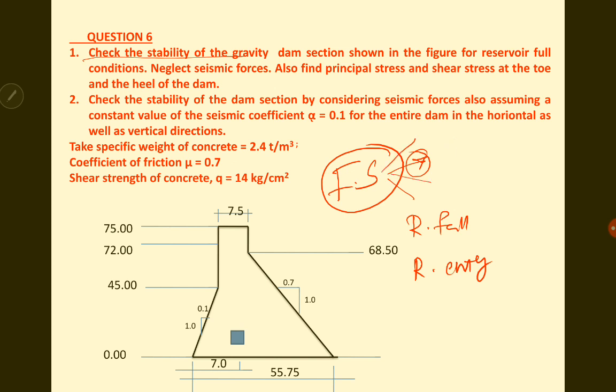You may be remembering there were 4 causes of failure, right? So you have to check for all the 4 causes of failure, and for the 2 conditions, that is reservoir full and reservoir empty, then only you can say whether the structure is safe or not. Okay. So this is the basic thing that you are going to do in case of stability analysis, that we will see in the next video.